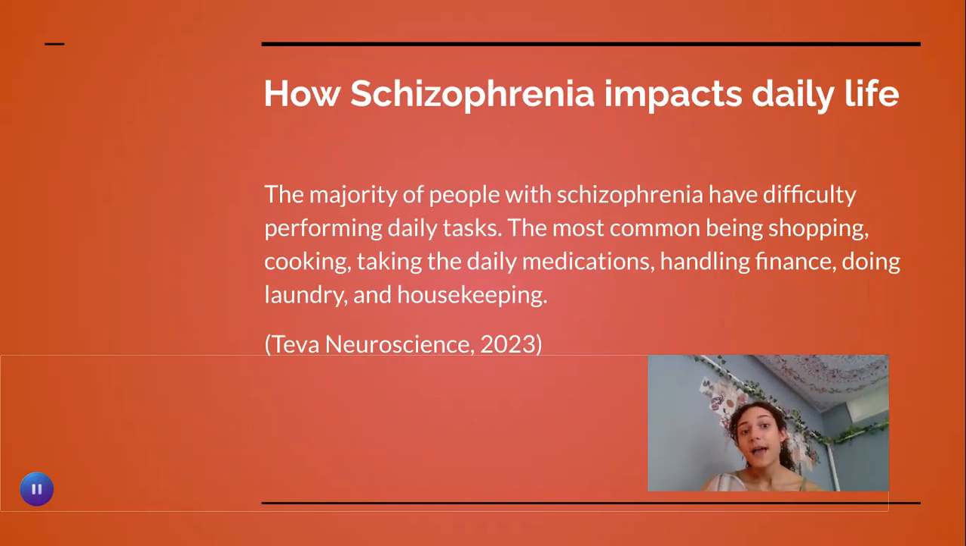Schizophrenia impacts daily life. The majority of people with schizophrenia have difficulty performing daily tasks, the most common being shopping, cooking, taking daily medications, handling finances, doing laundry, and housekeeping. So these are just daily life activities that they struggle with, having jobs, eating meals, communicating with family. There's so many simple things that schizophrenics have a hard time with because of their disorder.